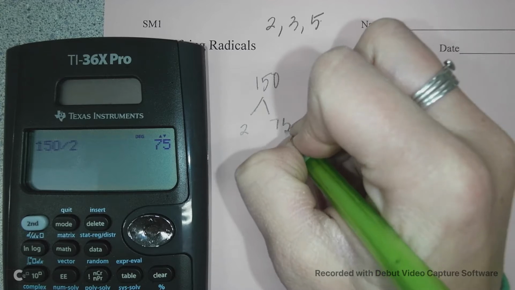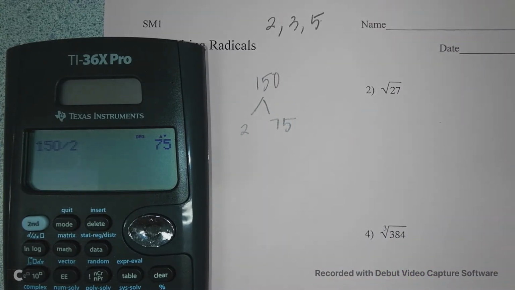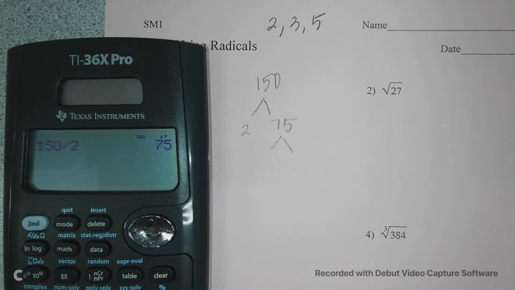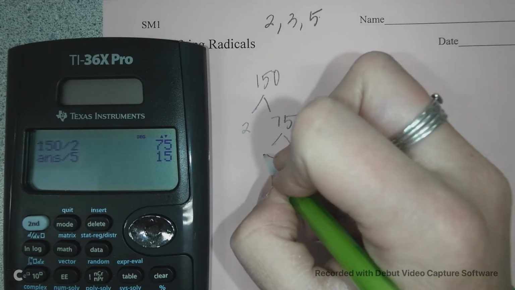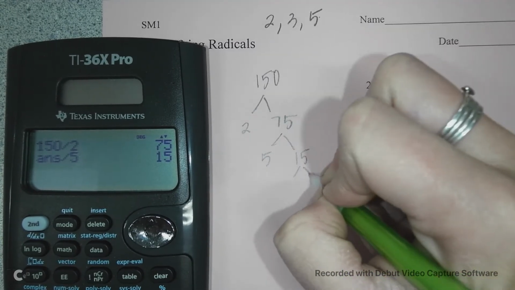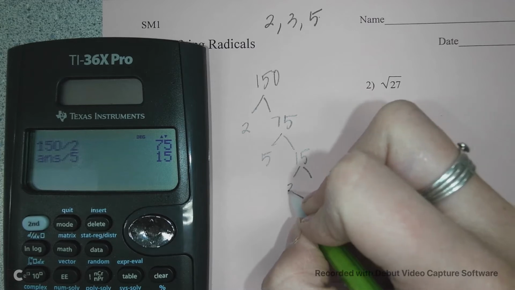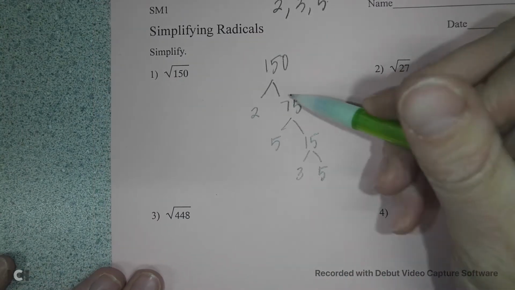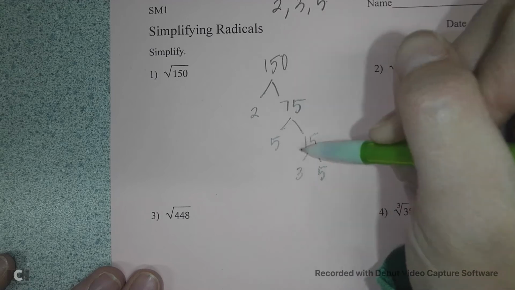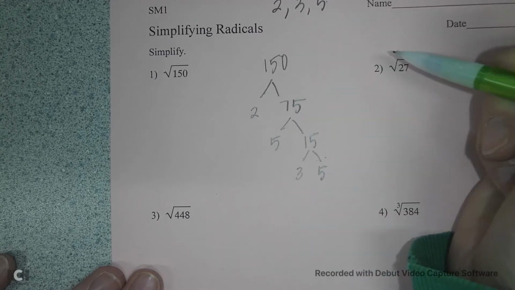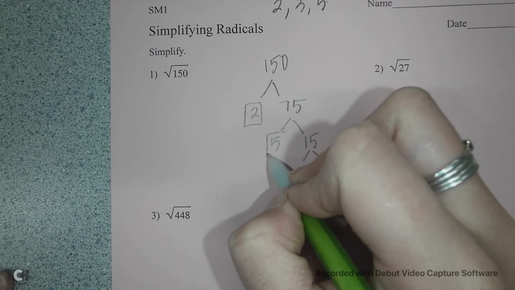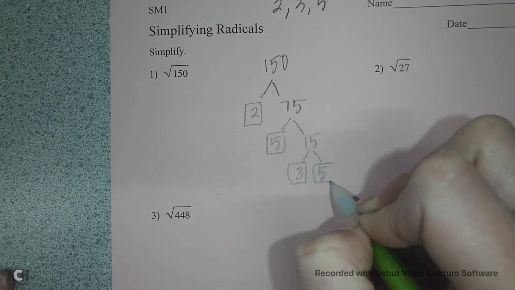So 2 and 75. Then we can't divide by 2 anymore, so we're going to take 75. Since it ends in a 5, we're going to divide by 5. So we have 5 and 15, and 15 divided by 3 is 5. Okay, so this is our factor tree, and we have these guys here. Now these are our branches.